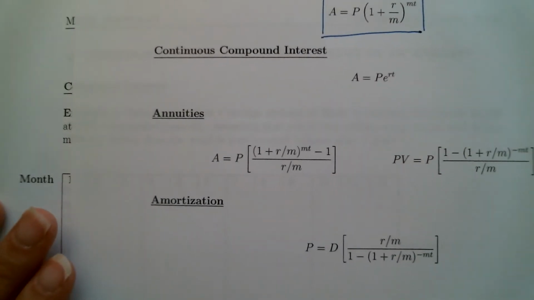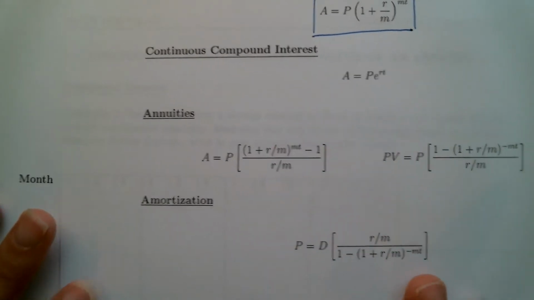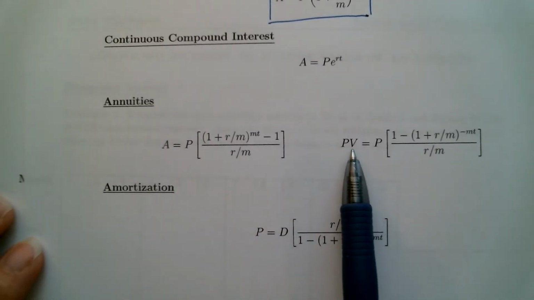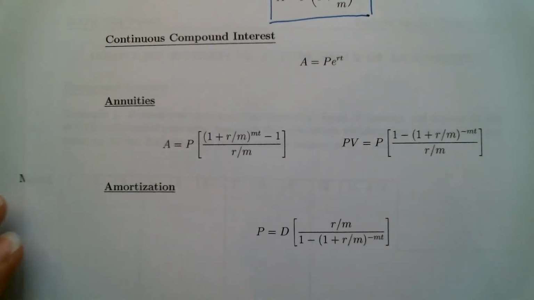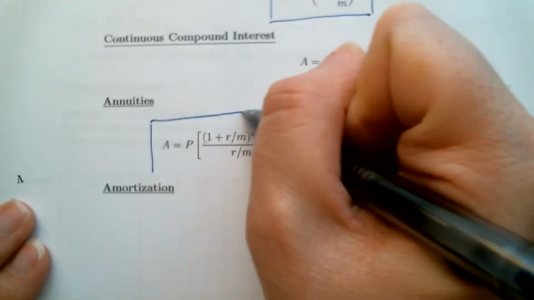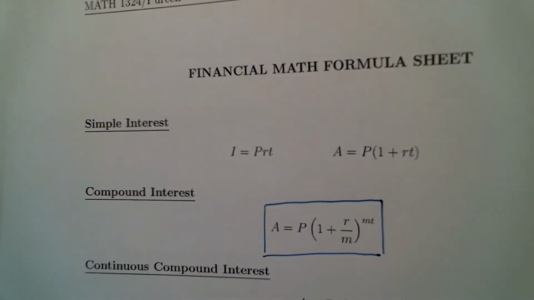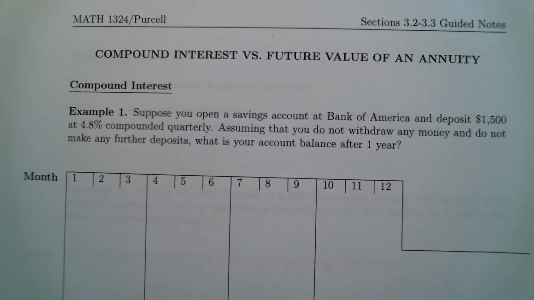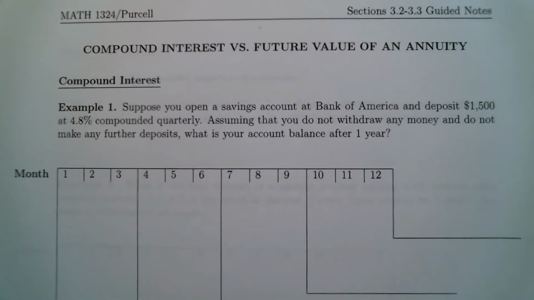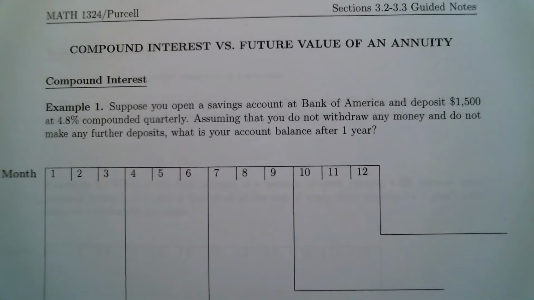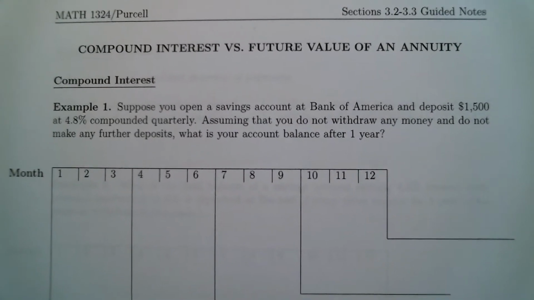And if you notice under annuities, there's two different formulas. This one's called the future value of an annuity, and this one's called the present value of an annuity. That's what the PV stands for. So in this section, we're going to be talking about the future value of an annuity. So we're going to be looking at these two formulas in this lesson. So make sure you realize that. We'll get to the other formula, the present value of an annuity, in section 3.4. Okay. We haven't talked about either of these topics yet.